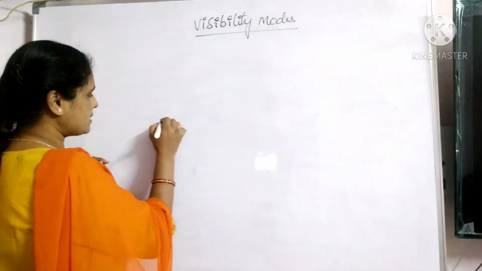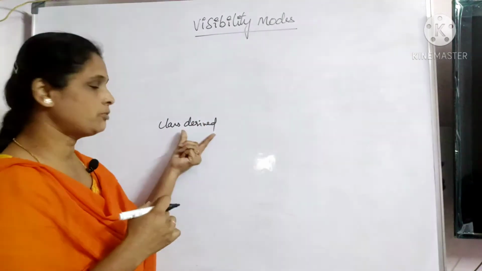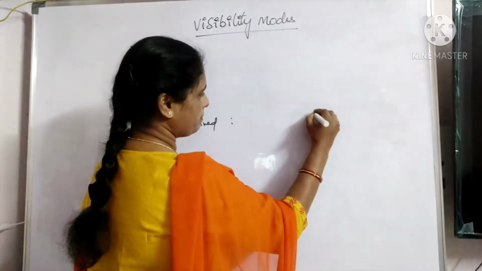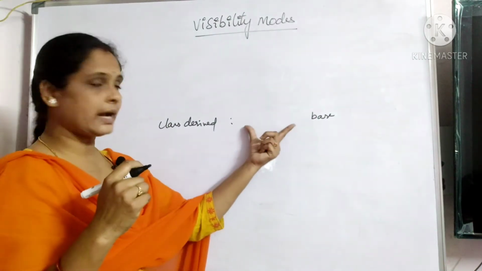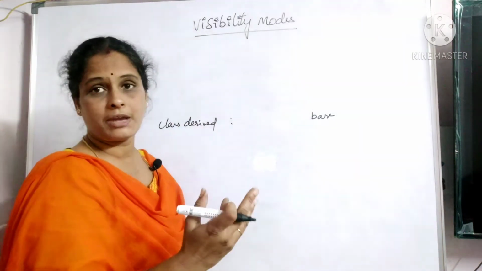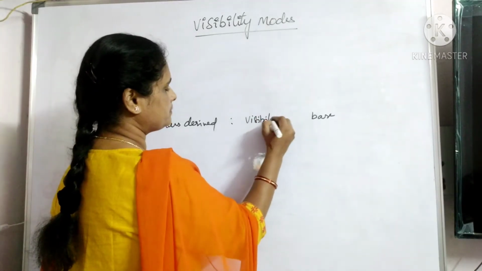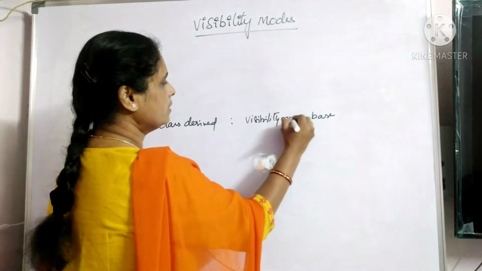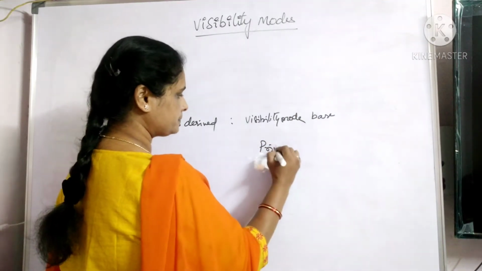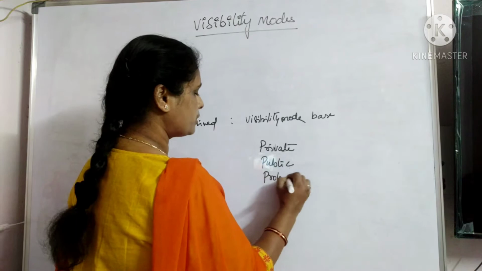If the derived class is there, like class derived, here the name of the derived class is derived, followed by a colon, then the name of the base class. Before that, we need to write the visibility mode. It may be public, it may be private, or it may be protected.